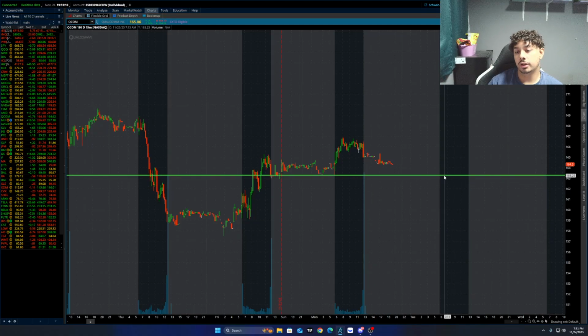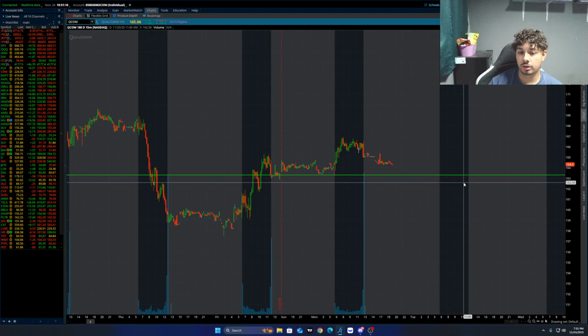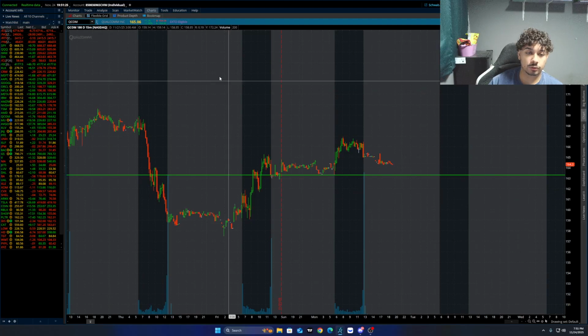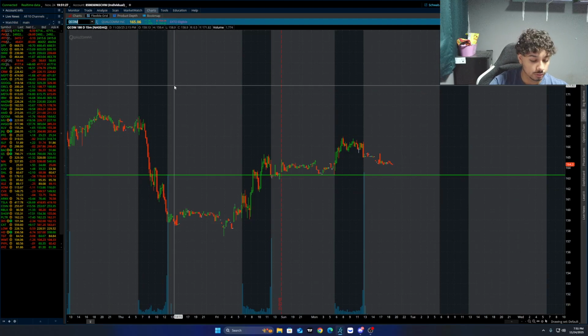So yeah, I would say right here for longs, once it touches that, and then right there is your stop loss. So from 163.30 all the way to 162.58. So it's not even a dollar. So I would say this is a good entry for longs. Let's look at the next one.